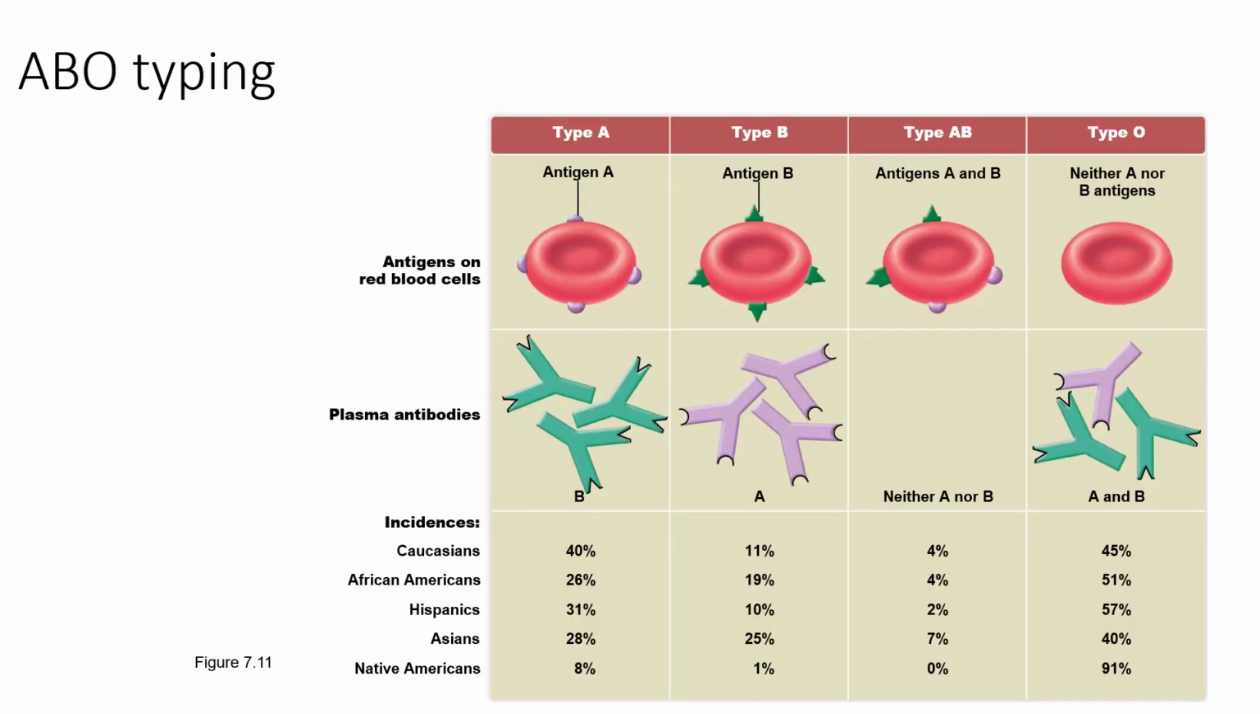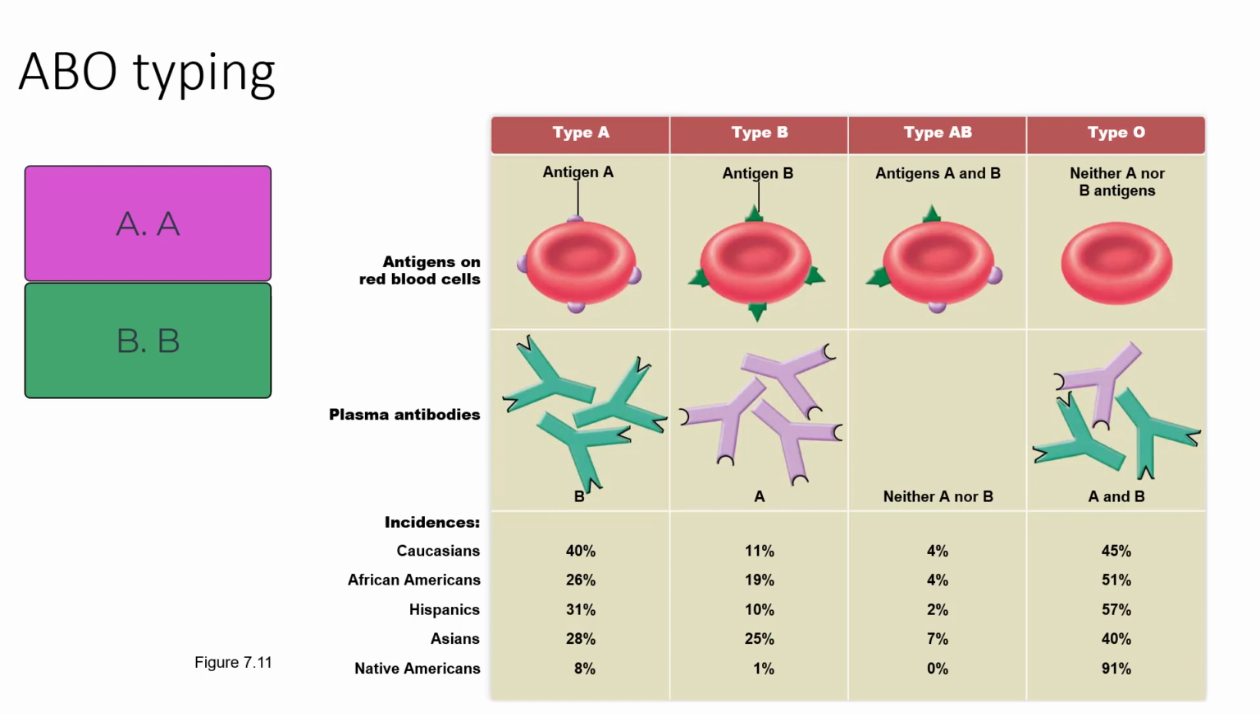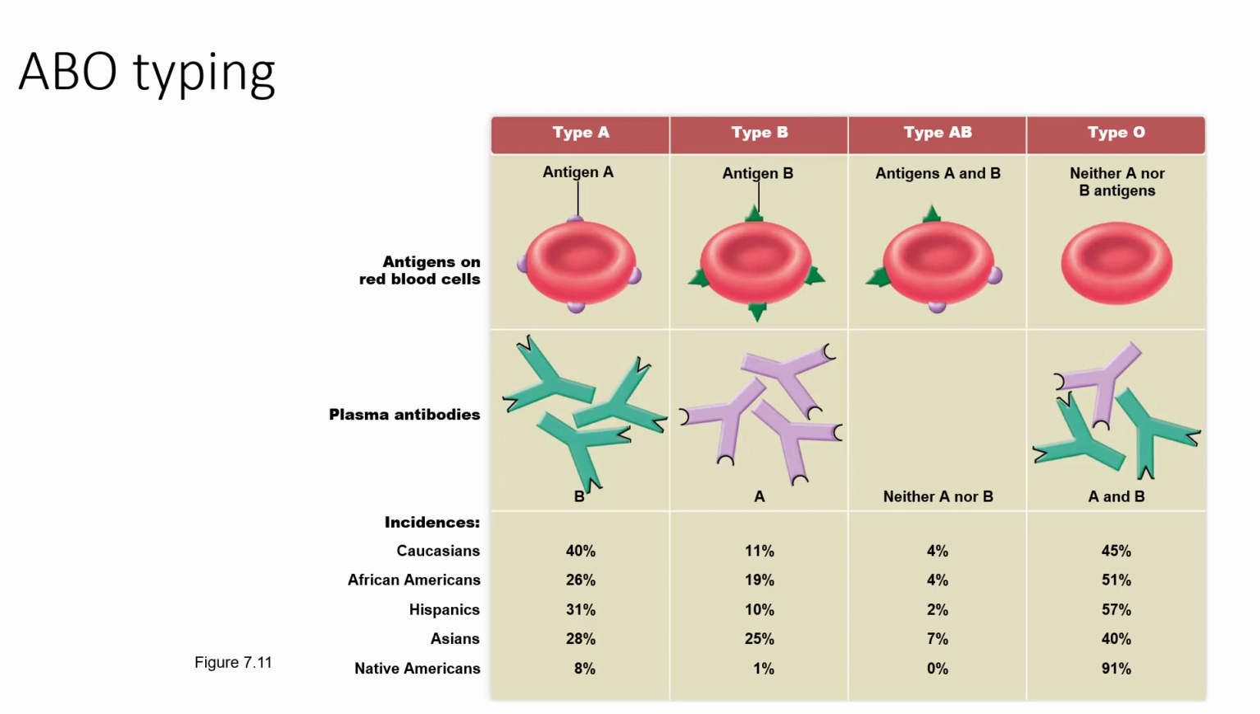And here are the different types. You have antigen A, shown by these little purple hemispheres here. You have antigen B by these little green triangles. Or you have type O, which does not have the A or the B antigens. There is also type AB, and type AB has both A and B antigens.